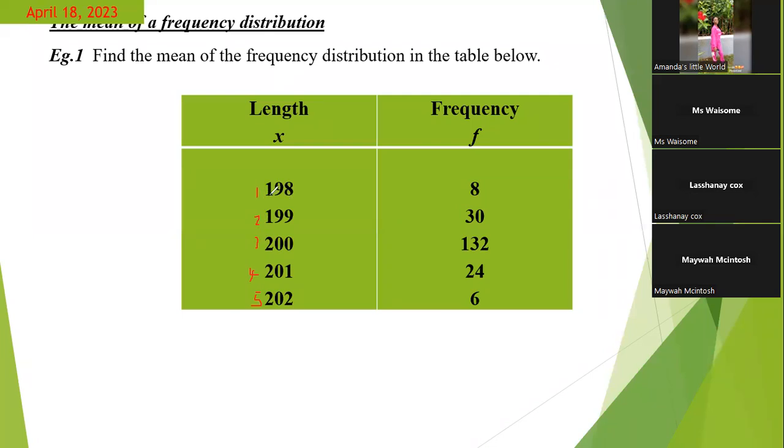The 198 occurs 8 times. So you'd have to write down this value 8 times. So you'd have 198, 198, 198, and you keep on writing that 8 times. And then you get to the next value, which is 199, and that value you'd have to write 30 times. So you get what I'm saying now?